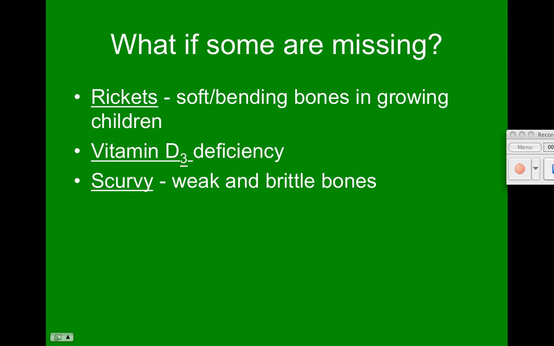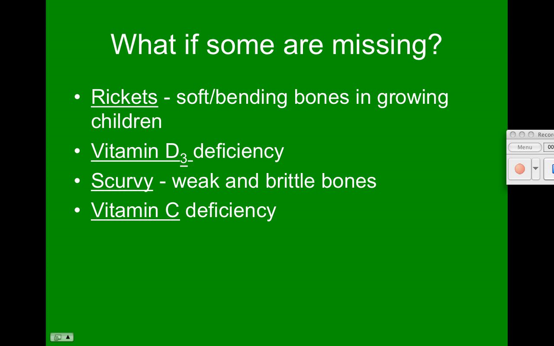Scurvy is a disease that creates weak and brittle bones, and it was actually very common in like the time of Columbus, where you had very long sailing trips where you didn't have a good supply of fresh fruits and vegetables, specifically ones that have vitamin C in them. So not only would it make them do other things, but it would also affect their skeleton as well.